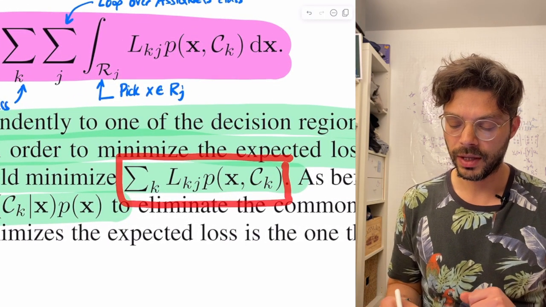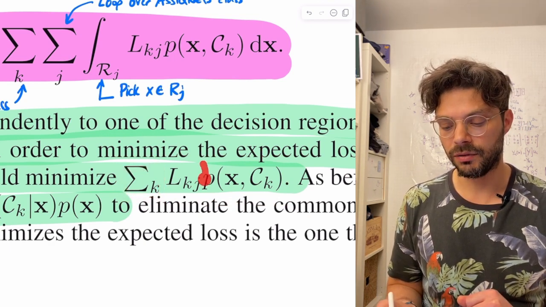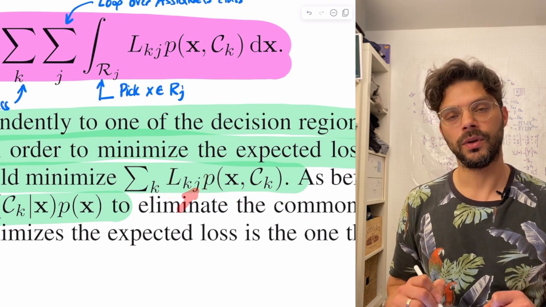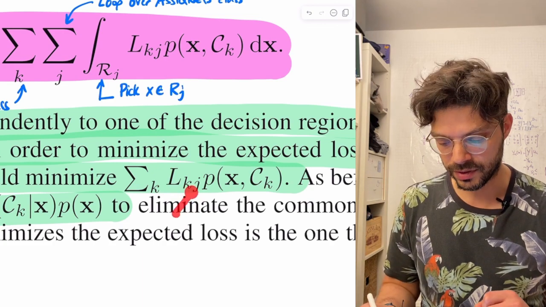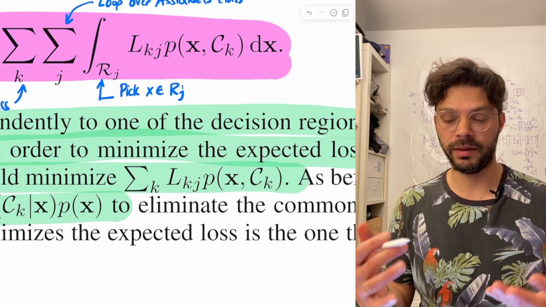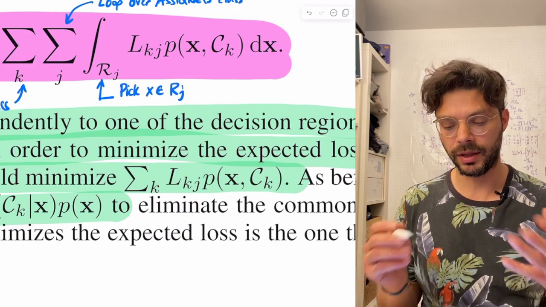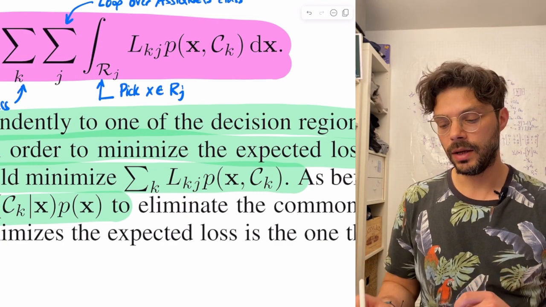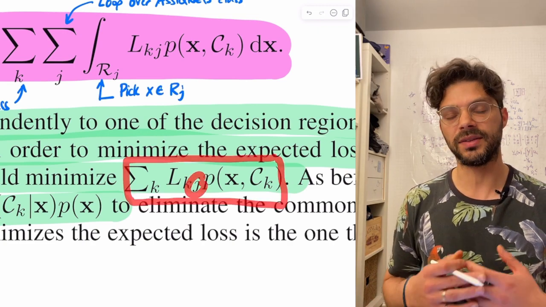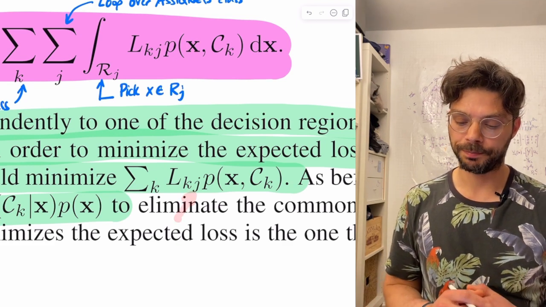So what is this quantity? It is the sum over the true classes of the loss for each one of those true classes, given that we've assigned to the class J. We've assigned to class J, the true class is K, and this is weighted by the probability of data points being from that true class. For every single data point, and we can do this independently, we want to assign it to the class J that minimizes this quantity. You can think of this as the expected loss for that data point given an assignment J.